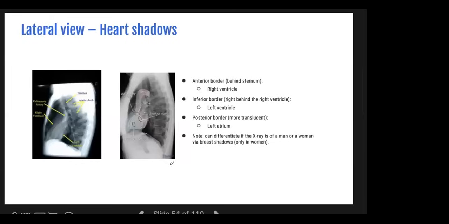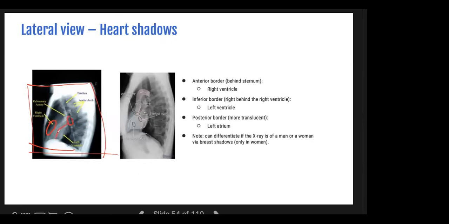Again, it is a different cardiac shadow. This is going to be a lateral x-ray. Sometimes you take a lateral x-ray of the patient when needed for something of clinical significance, and you want to identify the structures of the heart. You can see right here, the most anterior thing is going to be the right ventricle. The most posterior is going to be the left atrium.